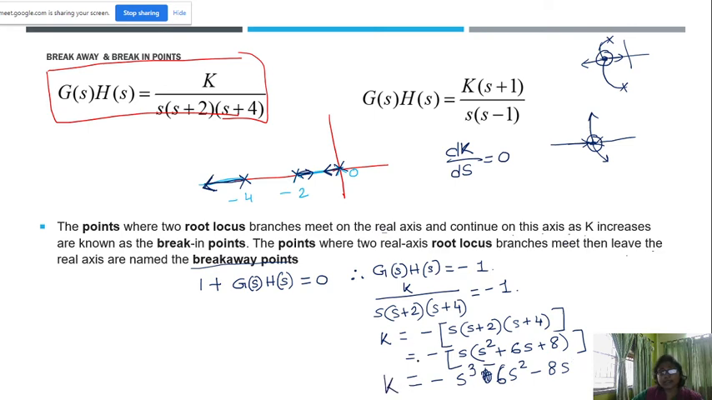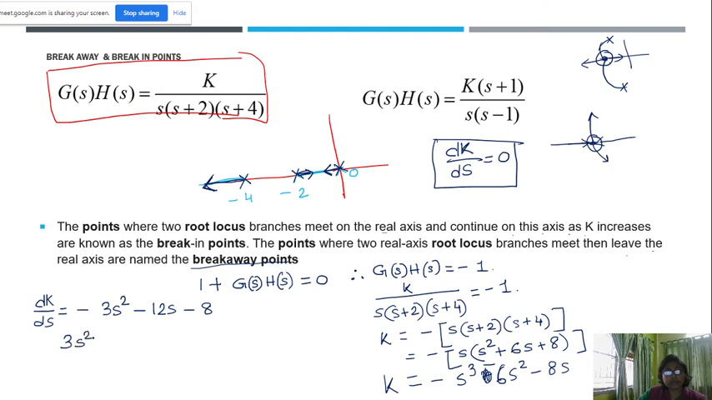So if I take dK by dS, it will be minus 3S square minus 12S minus 8, right? So if I equate it with dK/dS equal to 0, what am I going to get? I am going to get that 3S square plus 12S plus 8 is equal to 0.